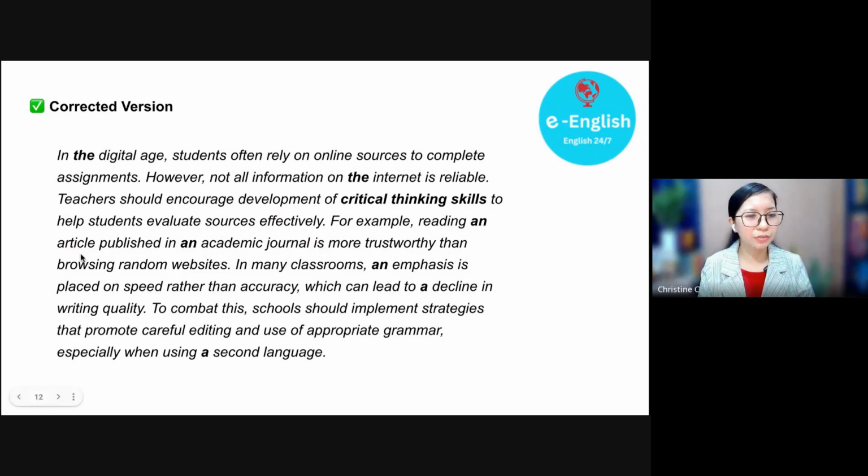Let's say you're not sure if reading the article is correct or reading an article. You can change it to a plural. Reading articles published in academic journals. Okay. So that's just a little hack. But to be precise, of course, if you want to write exactly what is meant to be written, then of course it is still very useful to understand perfectly the use of these articles.